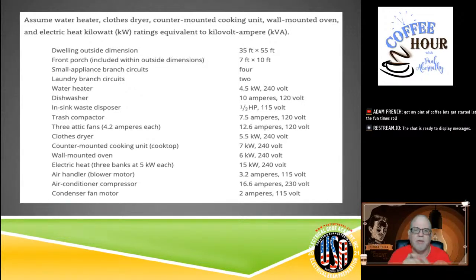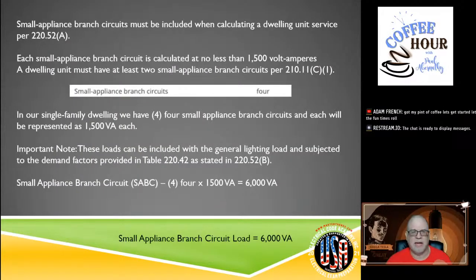The next thing we got on this list is small appliance branch circuits, and we're going to tackle that next. And so we're just kind of going down the line. Oh, here we go. So the small appliance branch circuits must be calculated as in 220.52(A). So if you've got your code books, go to 220.52(A). And here's what it says. It says in each dwelling unit, the load shall be calculated at 1500 volt-amperes for each 2-wire small appliance branch circuit as covered in 210.11(C)(1).